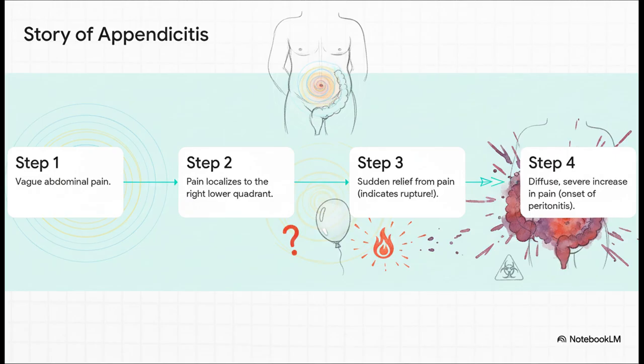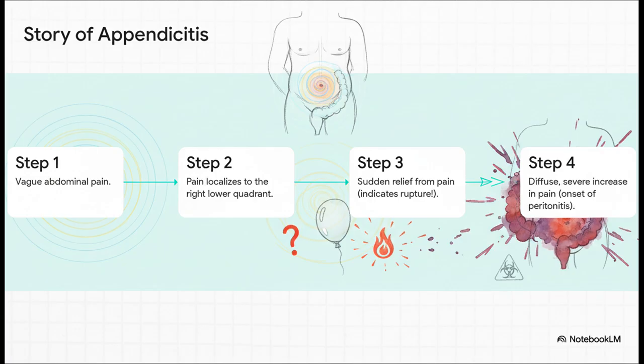The way the pain progresses in appendicitis tells a critical story that you need to know. It starts out as this kind of vague, dull pain around the belly button. Then, over a few hours, it moves and gets very sharp and localized in the right lower quadrant. Now, listen up, because this next part is vital.